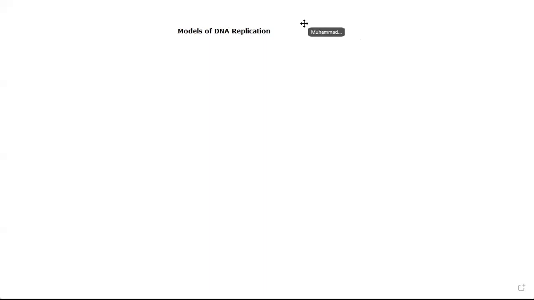Okay, once we are talking about DNA replication, in the DNA replication process there are three theories of how the replication takes place. One is called the conservative model of replication, semi-conservative, and dispersive. Do you have any idea if you can share?